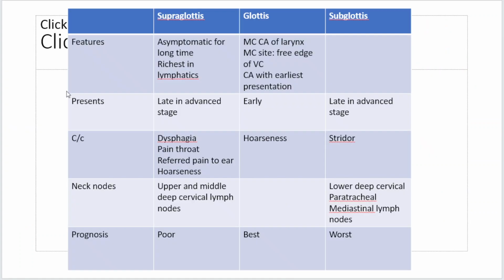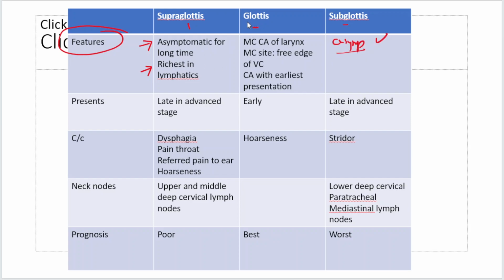Now, we are putting all this in a simple box. If you can write this box in the exam, your history is done. What are the features? Supraglottis, glottis, and subglottis headings. Supraglottis is asymptomatic for a long time, but it is richest in lymphatics, so it has more chances of getting neck lymph nodes. Subglottis also is asymptomatic.